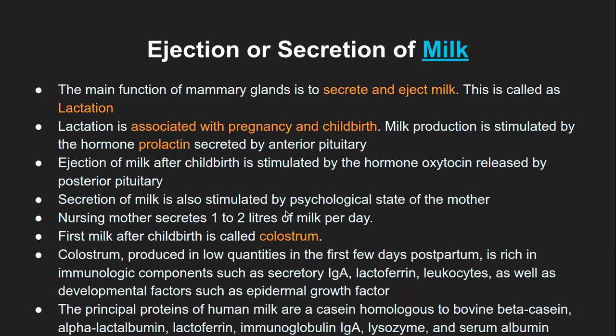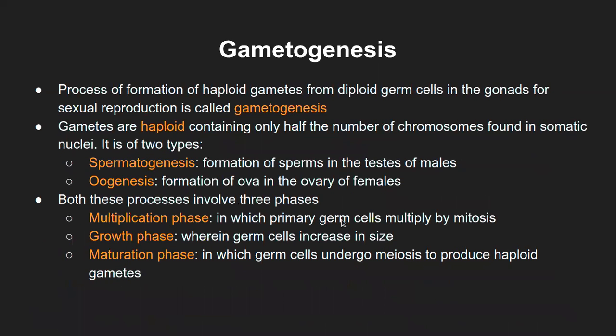So I guess I will stop here as of now. In the next class, we will start with the gametogenesis part, again in terms of sperm as well as the ova, how does it happen?